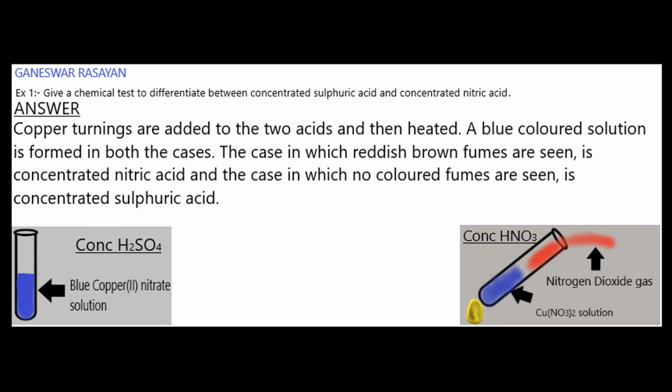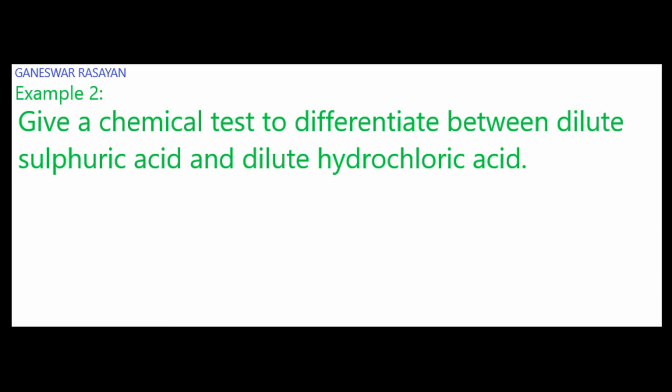Answer is: copper turnings are added to the two acids and then heated. A blue-colored solution is formed. In both the cases, the case in which reddish-brown fumes are seen is concentrated nitric acid, and the case in which no colored fumes are seen is concentrated sulfuric acid.